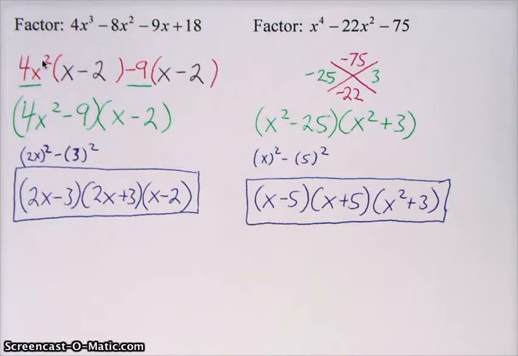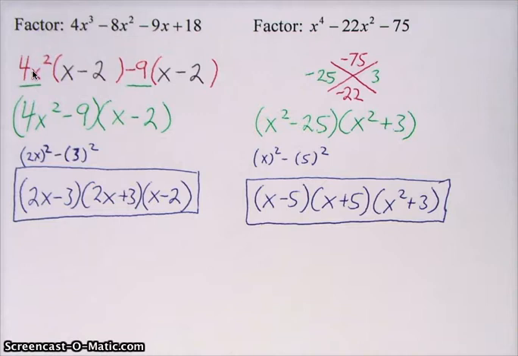So again, when you pull out the GCFs, your goal is that these two pieces you hope are going to be identical. If they are identical, you can factor by grouping. If these two are not identical, you could not, or maybe you didn't pull out the best GCF or best common factor to do that.